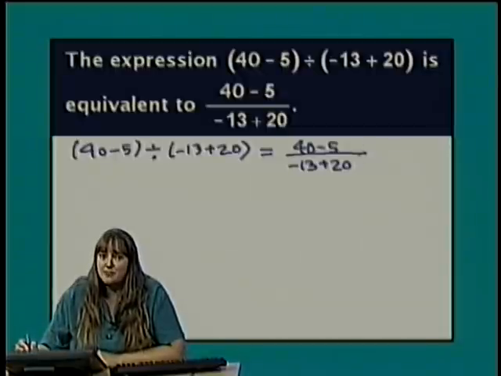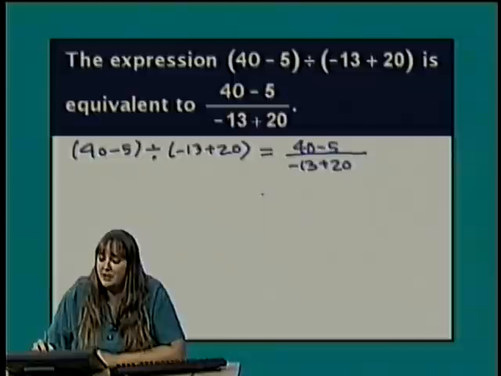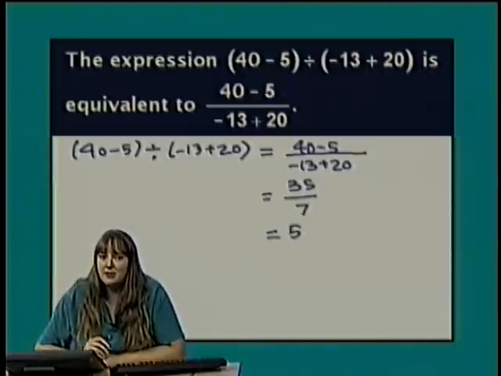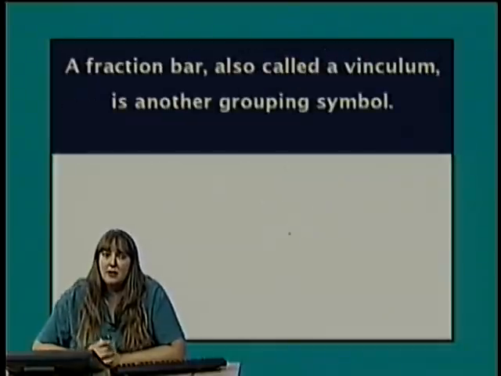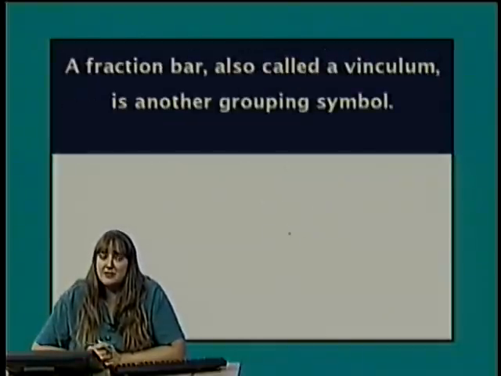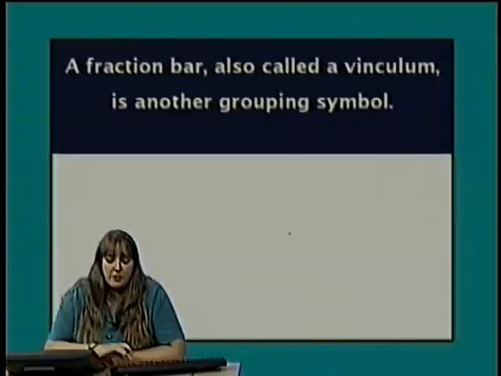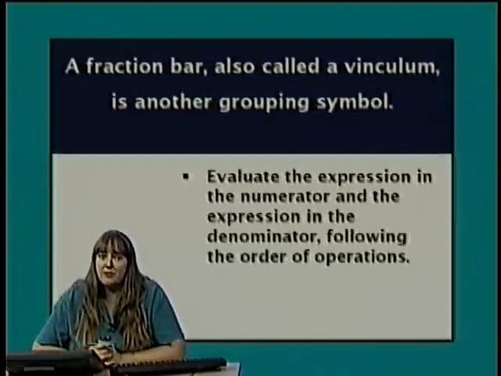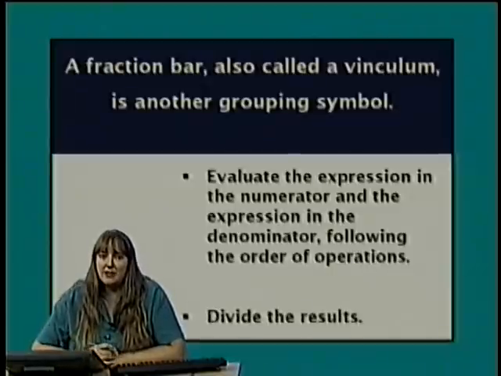When we see the fraction bar, we need to treat it as a grouping symbol. We're going to simplify what's in the numerator and the denominator separately before we divide, just like we did with the grouping symbols. 40 minus 5 is 35, negative 13 plus 20 is 7, and 35 divided by 7 is 5. Now a fraction bar, also called a vinculum, is another grouping symbol. When we're working with fraction bars, we need to remember to evaluate the expression in the numerator and the expression in the denominator following the order of operations. Once we've done that, then we can divide the results.